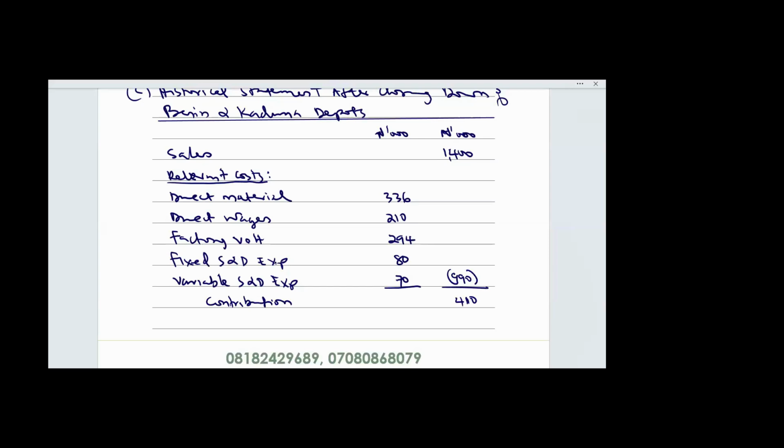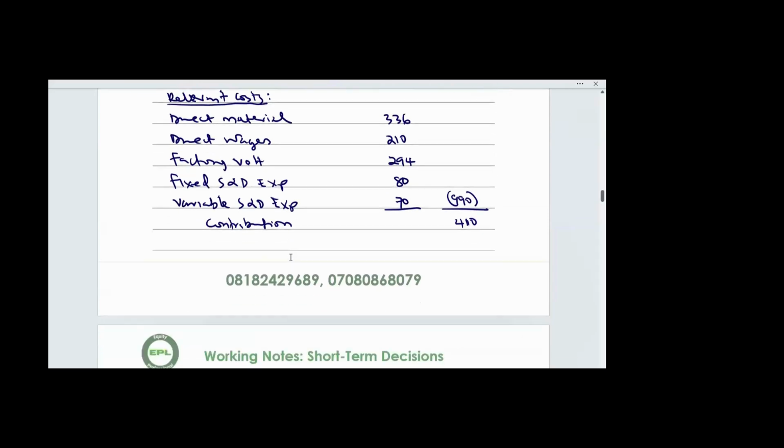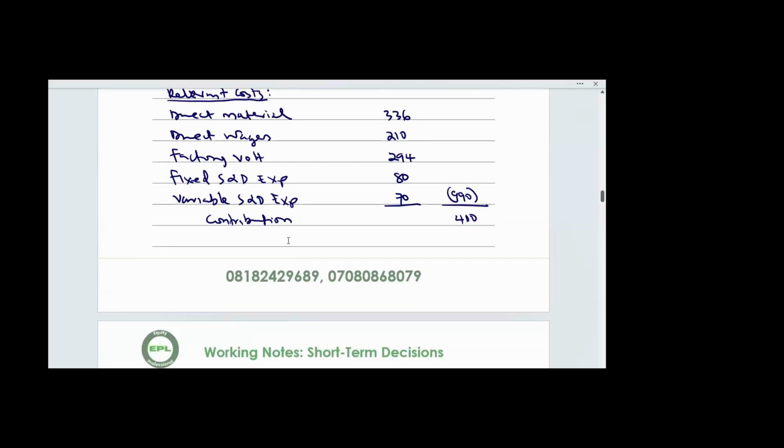From this contribution of Lagos, the examiner wants you to determine the net profit after closing down Benin and Kaduna. Since you want to determine net profit, you need to deduct the period cost. Let me rewrite that, 410.